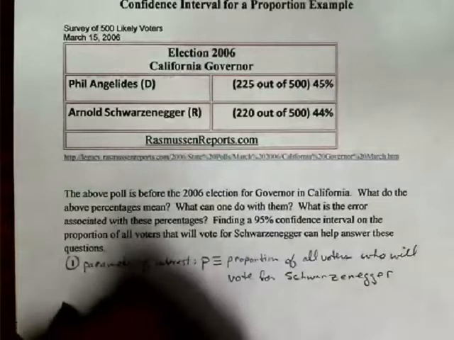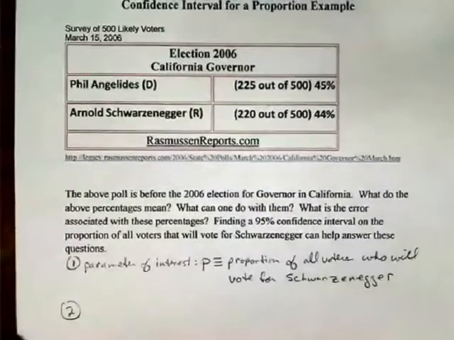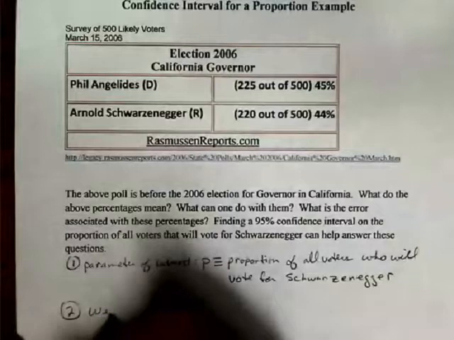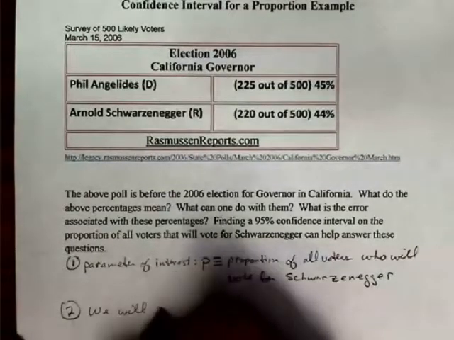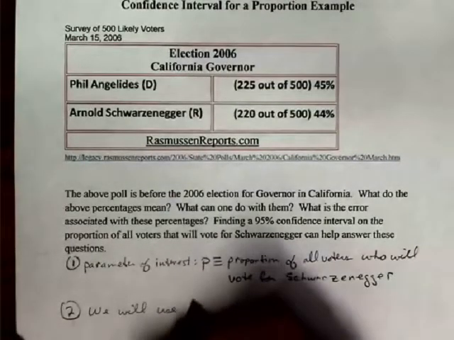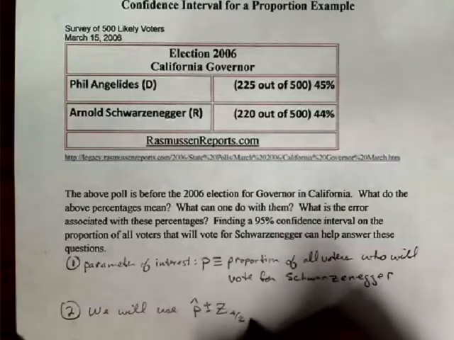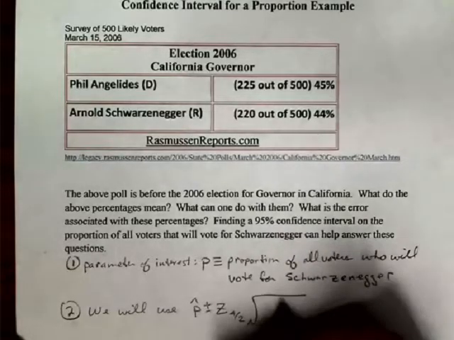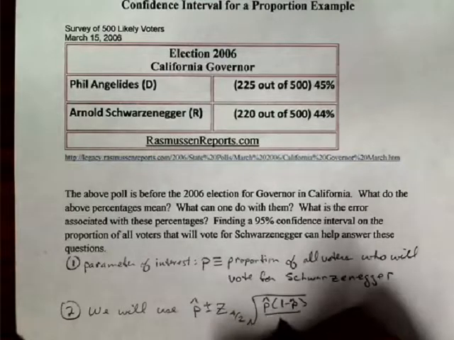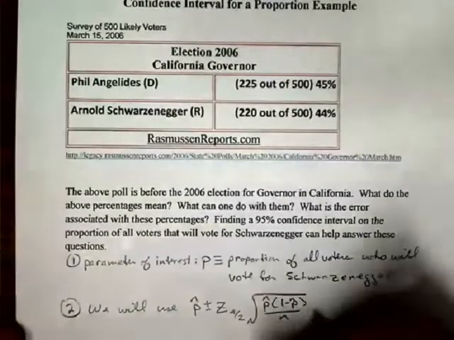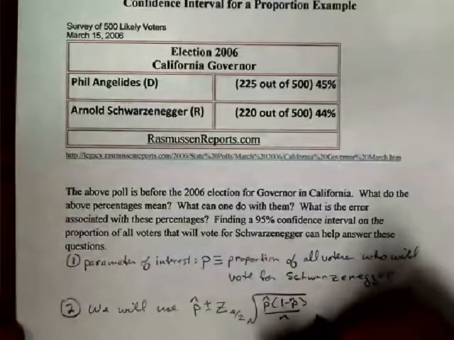And we have to decide what interval formula we want to use. Well, there's really only one interval formula. We will use this formula: p hat plus or minus z sub alpha over 2 times the square root of p hat times 1 minus p hat over n. We're going to use that formula in this context.